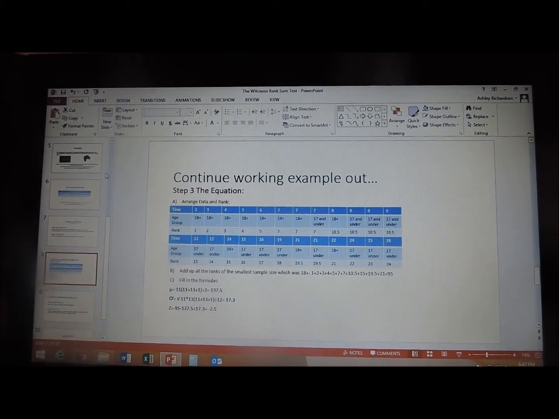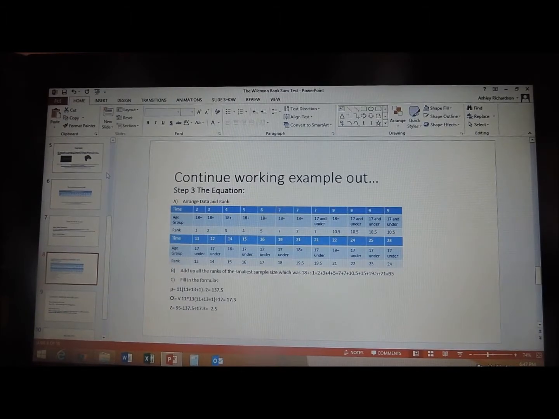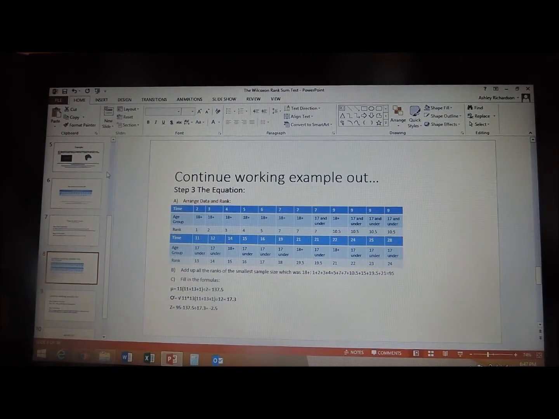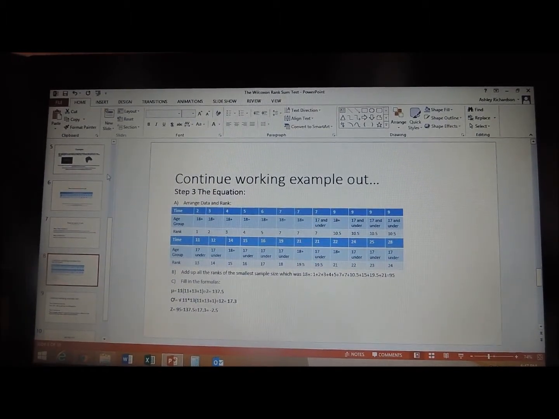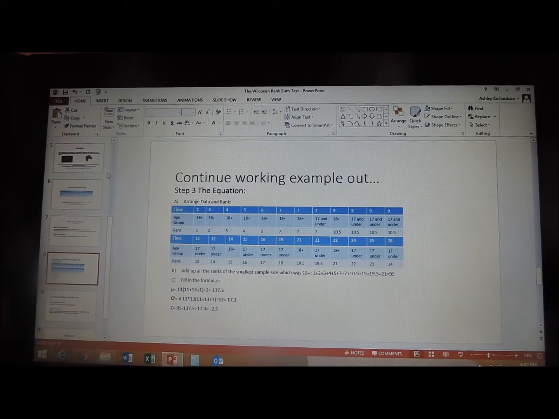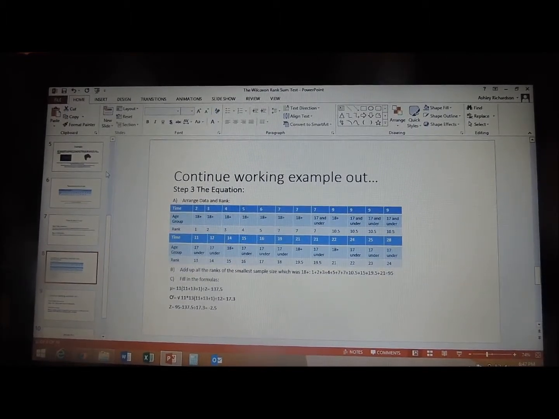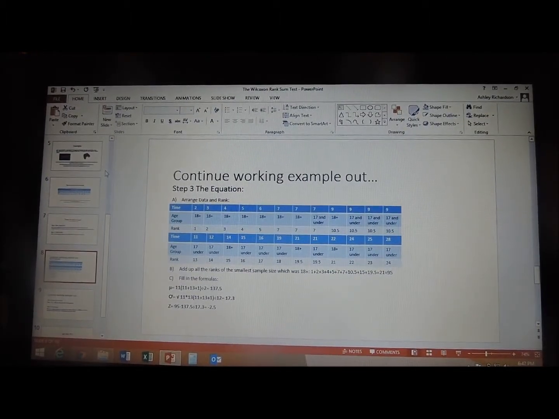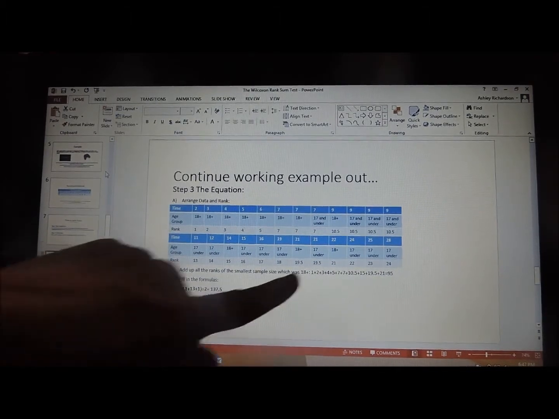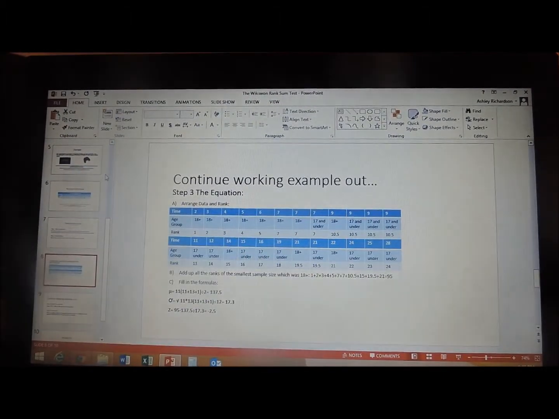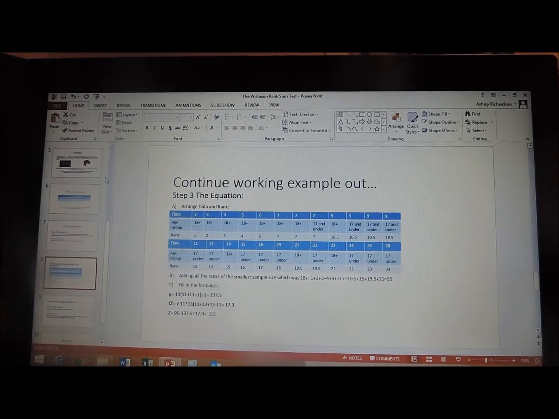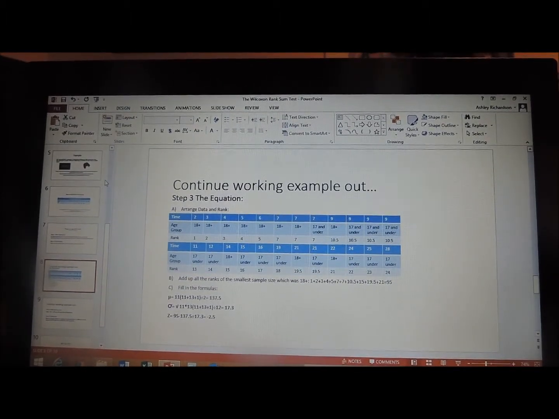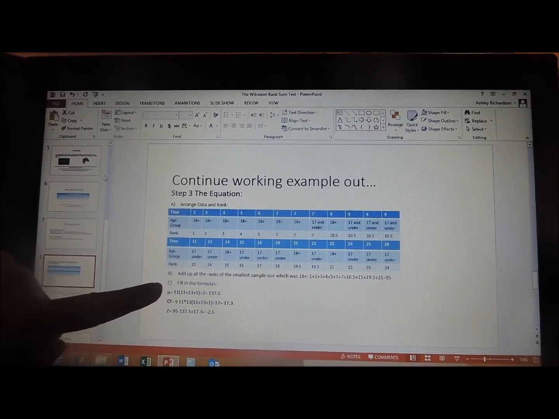We're going to continue working the example out by next arranging our data and giving it a rank. After we arrange the data in order from smallest to largest, we will add up all the ranks of the smallest sample size, which was the 18 and plus group. There's their sum for the 18 and plus group of their data, and it was 95. Next, we will fill in the formulas right here.